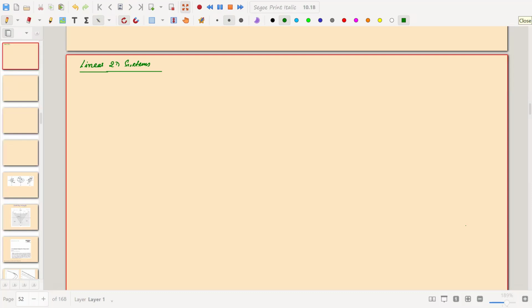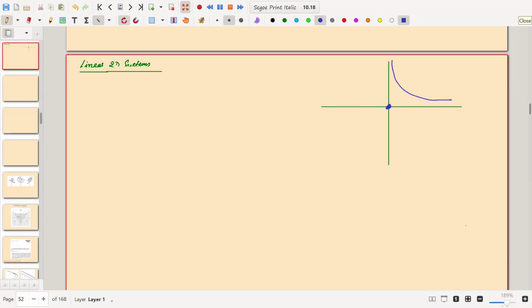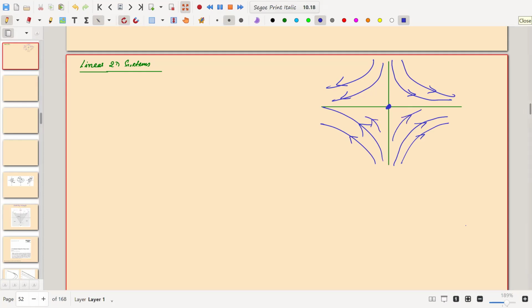Okay, so in 2D systems, you will see many things like this. This is an equilibrium point, and it will be so nice that you will see the flows flowing like this. It's a very interesting flow. So you will see some trajectories like this, and we will understand when this will happen.